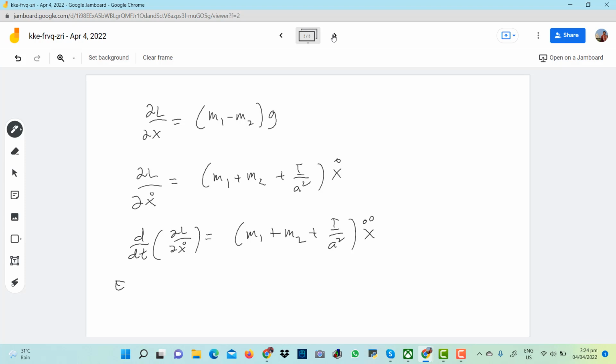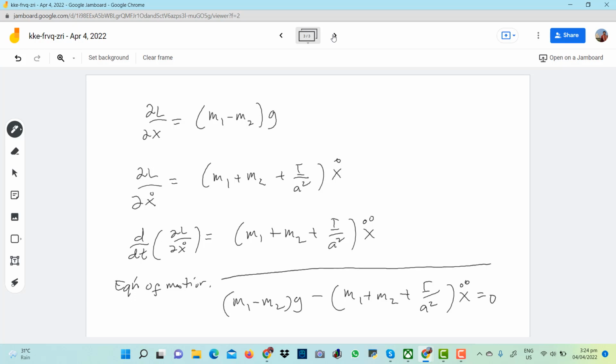Such that the equation of motion, if you combine the two, you will get m1 minus m2 times g minus m1 plus m2 plus I over a square times x double dot equals 0. So this will be the equation of motion for the Atwood machine with pulley, in which we did not neglect the pulley.